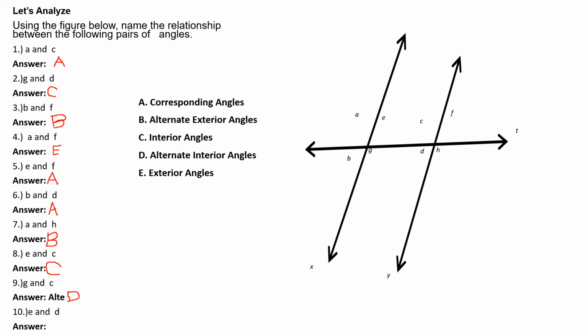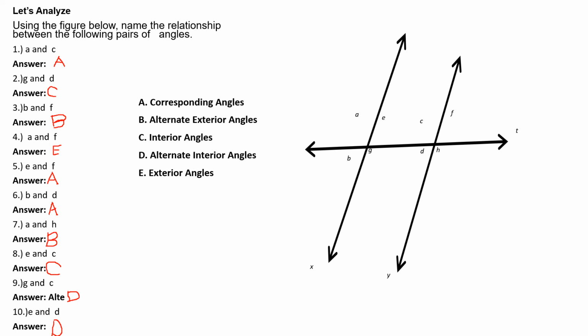Okay, so next we have number 10. Number 10 is angle E and angle D. So here is angle E and angle D. Angle E is interior angle, and then angle D is interior angle, but then they are located on the different or opposite sides. That means they are alternate interior angles. Very good. So the answer is letter D. Okay, very good. So that's it.